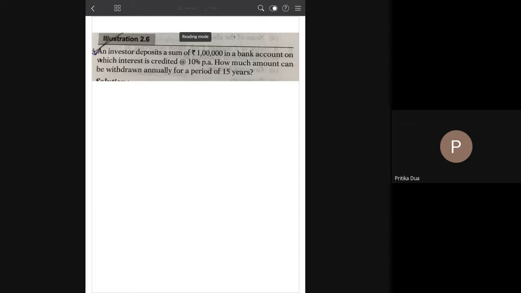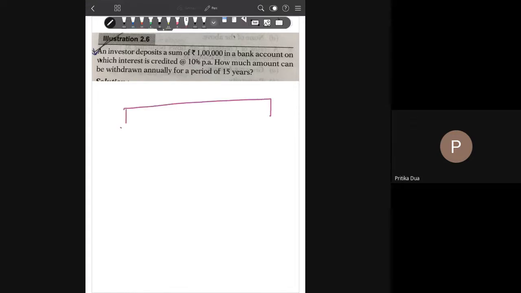Okay, so let's see what this question says. An investor deposits a sum of 1 lakh in a bank account on which interest is credited at the rate of 10% per annum. How much amount can be withdrawn annually for a period of 15 years from this account? So this is similar to the question which we did just prior to this. Again, today the amount that is being deposited is 1 lakh rupees, and the interest is 10% per annum.